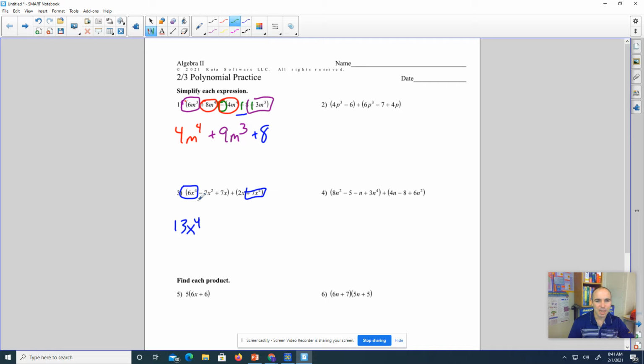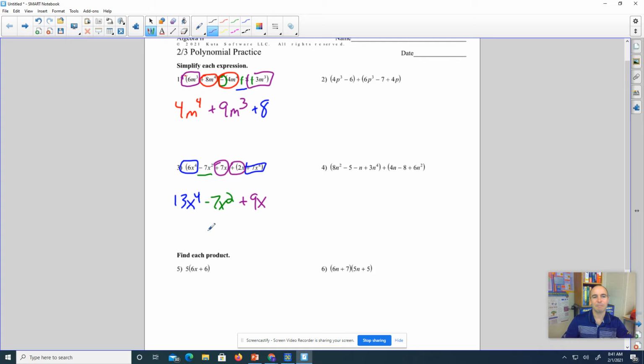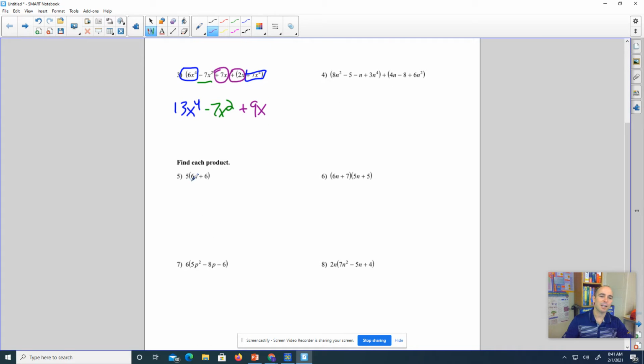It looks like there's only one x squared term, so minus 7x squared. Right, and then the x's, right, it looks like we have plus 7x plus 2x plus 9x. There we go. Game over. We won again. Okay, so number 5.